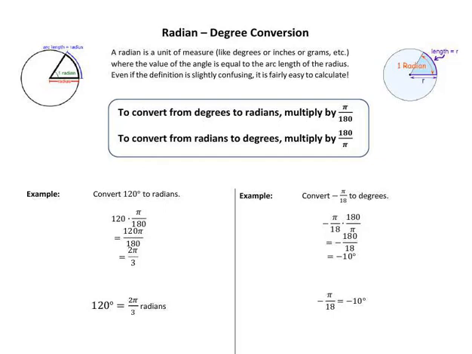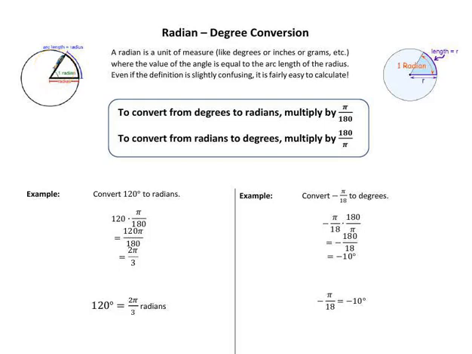Okay guys, we're going to do some quick notes on radian degree conversion. A radian is a unit of measure like degrees, inches, or anything like that, where the value of the angle is equal to the arc length of the radius. So if this is our radius, and we took that radius and laid it along this arc length right here, those are the same value, so that's 1 radian.